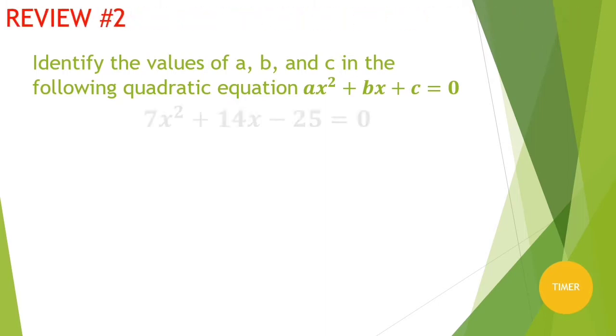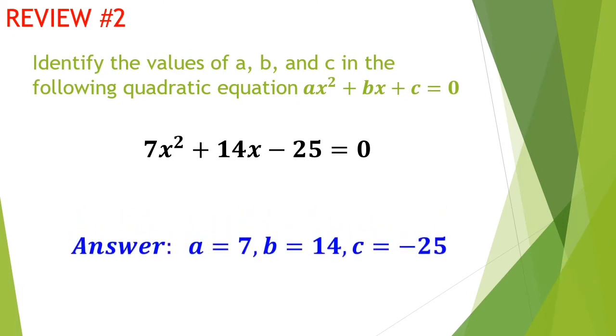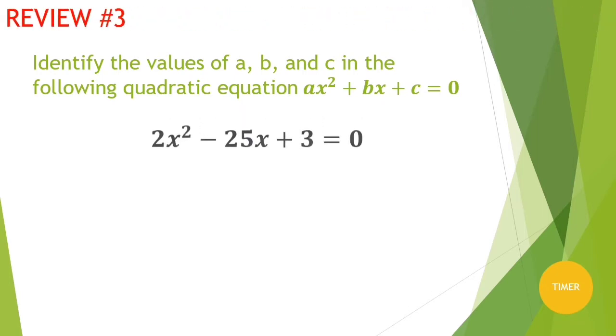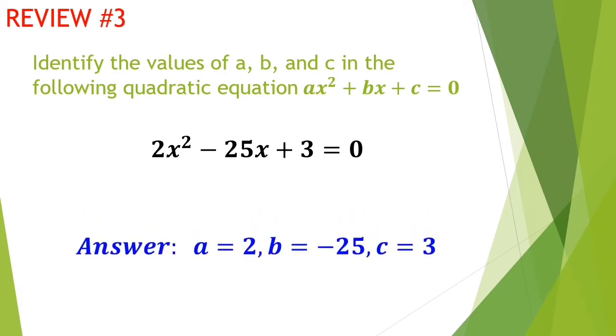Number 2. 7x squared plus 14x minus 25 is equal to 0. Very good. A is 7, B is 14, and C is negative 25. Number 3. 2x squared minus 25x plus 3 is equal to 0. You got it right. A is 2, B is negative 25, and C is 3.